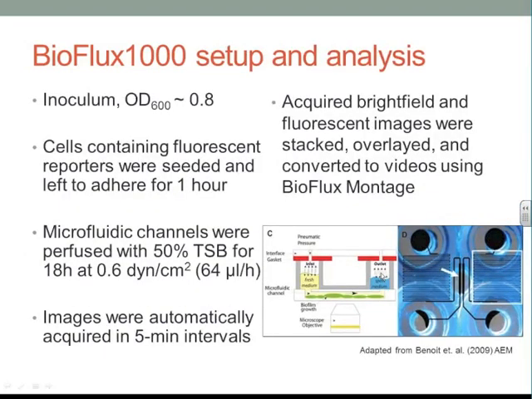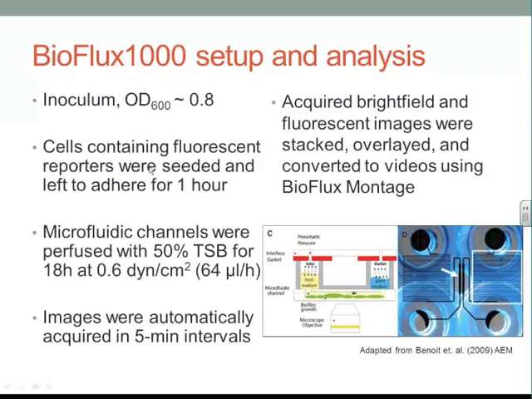For our setup for Staph aureus in our particular strain, I use an inoculum of 0.8 optical density at a wavelength of 600. The cells containing fluorescent reporters are then seeded and left for an hour to adhere. After this hour, I run 50% TSB for 18 hours at 0.6 dynes per centimeter squared, which is equal to 64 microliters per hour. Now, everything in the Montage software that runs your BioFlux is based on dynes per square centimeter, so you tend to get a little bit weird numbers for your microliters per hour.